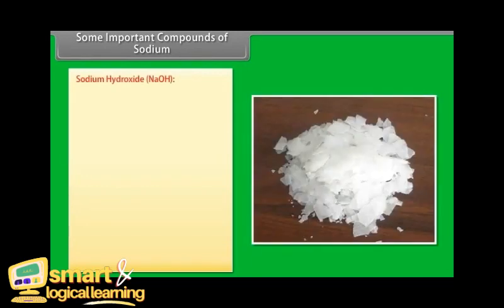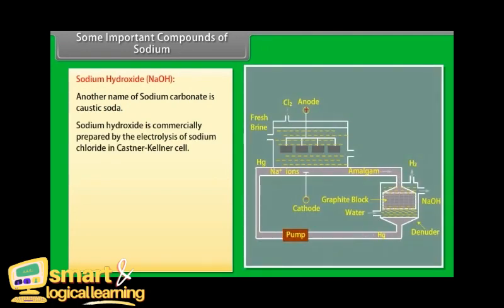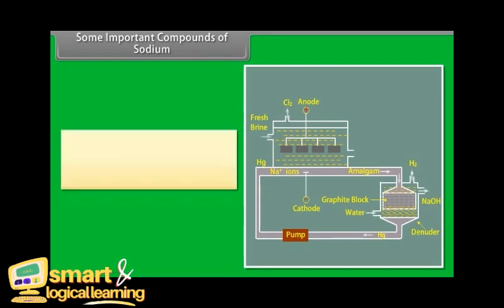Sodium hydroxide. Another name of sodium hydroxide is caustic soda. Sodium hydroxide is commercially prepared by the electrolysis of sodium chloride in the Castner-Kellner cell. A brine solution is electrolyzed using a mercury cathode and a carbon anode. Sodium metal discharged at the cathode combines with mercury to form sodium amalgam. The amalgam is treated with water to give sodium hydroxide and hydrogen gas.